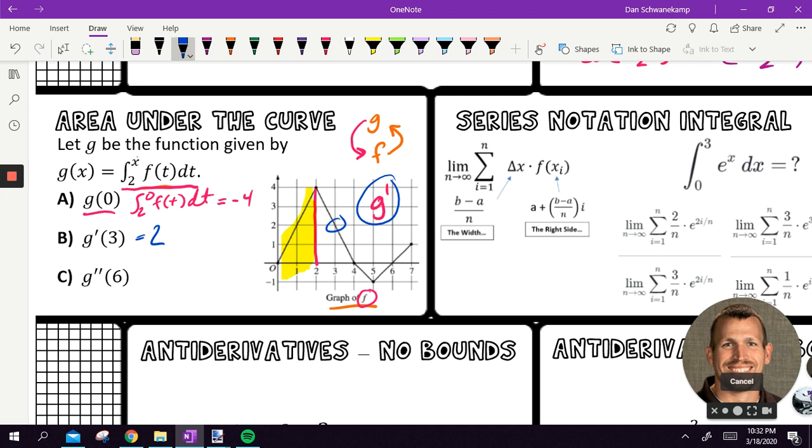G double prime at 6. Okay, so I'm going to 6. I'm thinking about G double prime. This is a graph of G prime, so what am I going to look at to find G double prime? I'm looking at the slope. The slope of this graph at 6 is +1. I'm done.